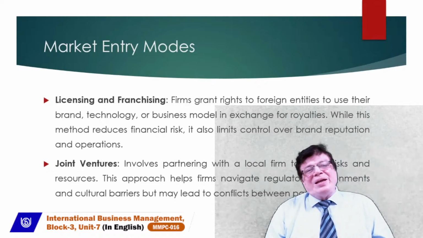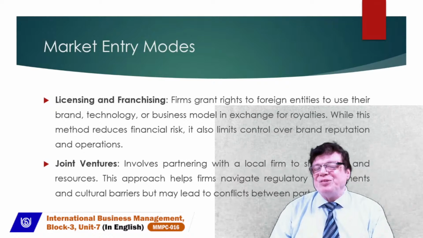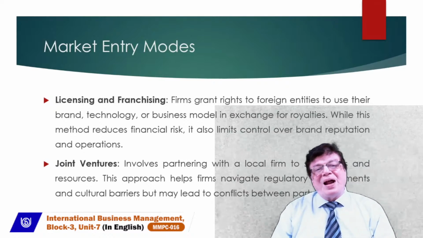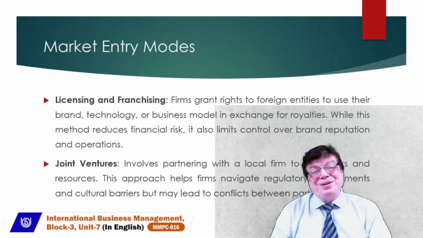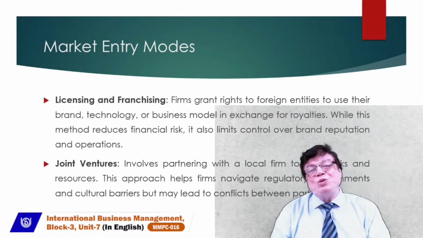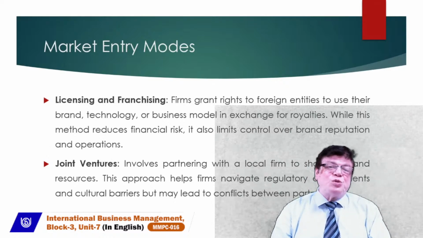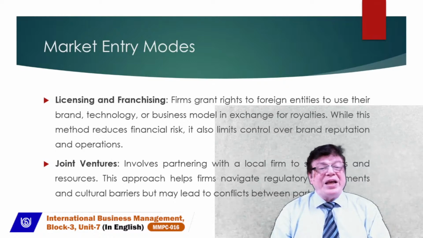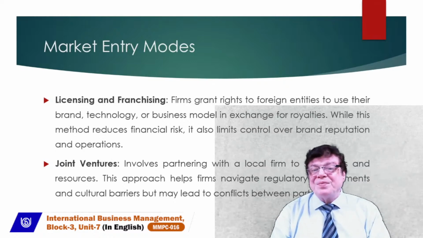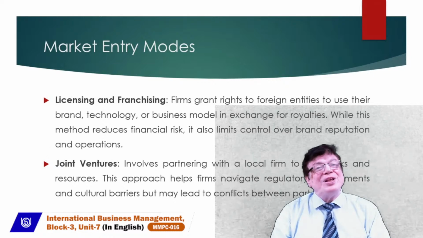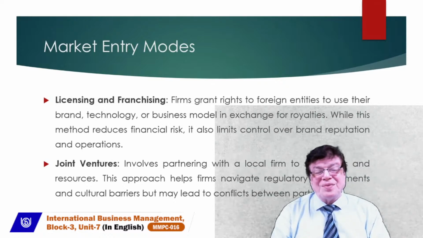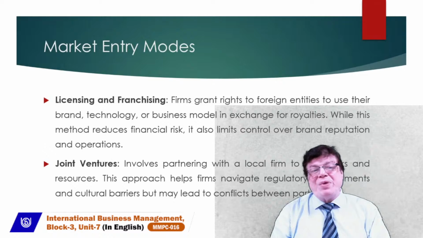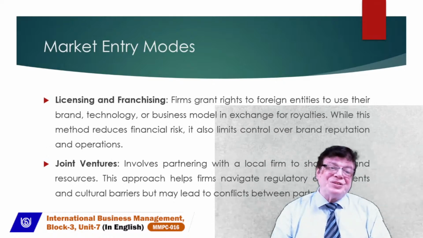Next, the market entry mode is licensing and franchising. Firms grant rights to foreign entities to use their brand. Yes, we get so many USA brands; their clothes are available here. So firms grant rights to foreign entities to use their brand, technology, or business model in exchange for royalties. You have to pay the royalty to them. While this method reduces financial risk, it also limits control over brand reputation and operations.